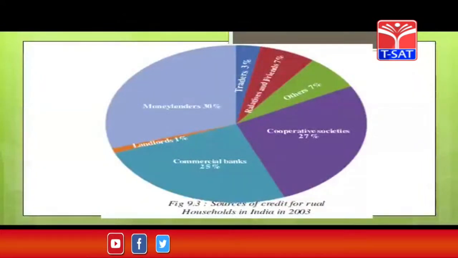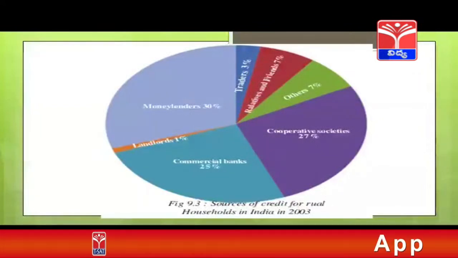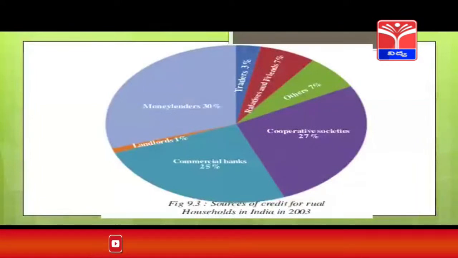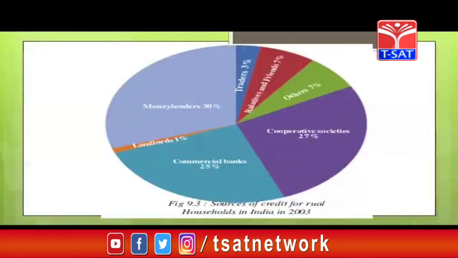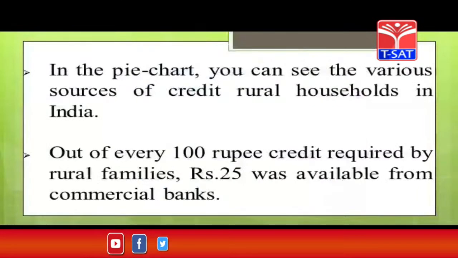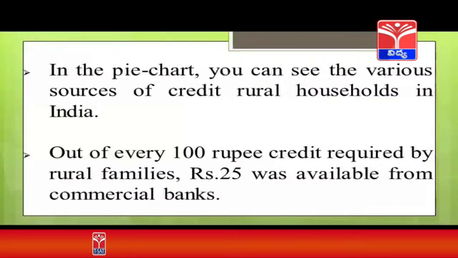Observe this pie chart. You can find the various sources of formal and informal credit. Commercial banks 25%, cooperative societies giving loans 27%, moneylenders 30%, landlords 1%, relatives and friends 7%, traders 3%, others 7%. In the pie chart, you can see the various sources of credit for rural households in India. Out of every 100 rupees of credit required by rural families, 25 rupees was available from commercial banks.